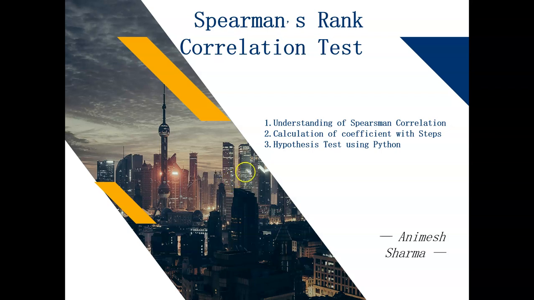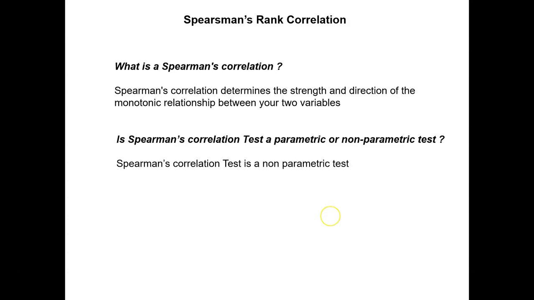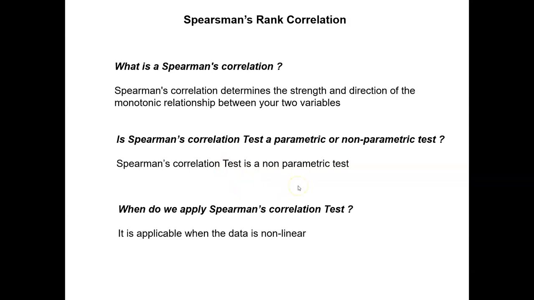So let's move forward. So basically, what is Spearman's rank correlation? It determines the strength and the direction of the monotonic relationship between two numeric variables. Now the question comes: is it a parametric test or a non-parametric test? It is a non-parametric test. And when do we apply Spearman's rank correlation test? We apply it when the data is nonlinear or any one of the two variables is nonlinear.